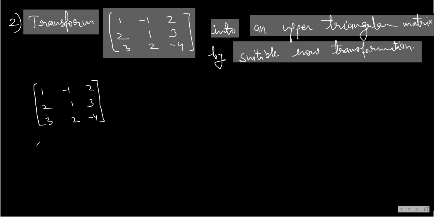I write R2 changes to... See, you want 0 here, you want 0 here. Learn the technique. When I want 0, I will go one by one. Right now, I'm thinking about this element which is in R2. I will go one by one. I'm going to get 0 here.